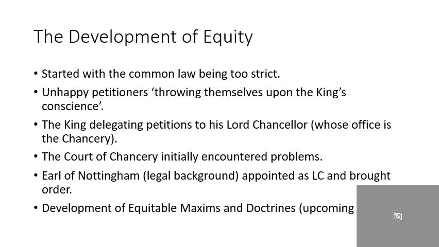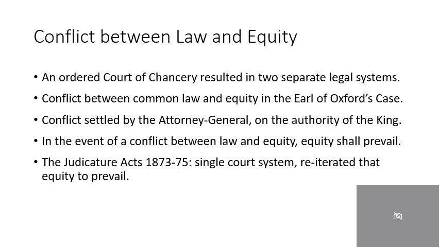Now, with this more ordered framework and precision, there were now two separate legal systems. There's the common law courts, which dealt with strict matters of law, and then there's the Court of Chancery, which dealt with equity. And as we said, anyone who wasn't happy with a judgment, obviously you had to start your proceedings in a court of law, in a common law court. And if you're unhappy with the results, then you can apply to the Court of Chancery. So two separate legal systems. And it was inevitable that there would come a time when there's a direct conflict between common law and equity. And this happened in the Earl of Oxford's case.